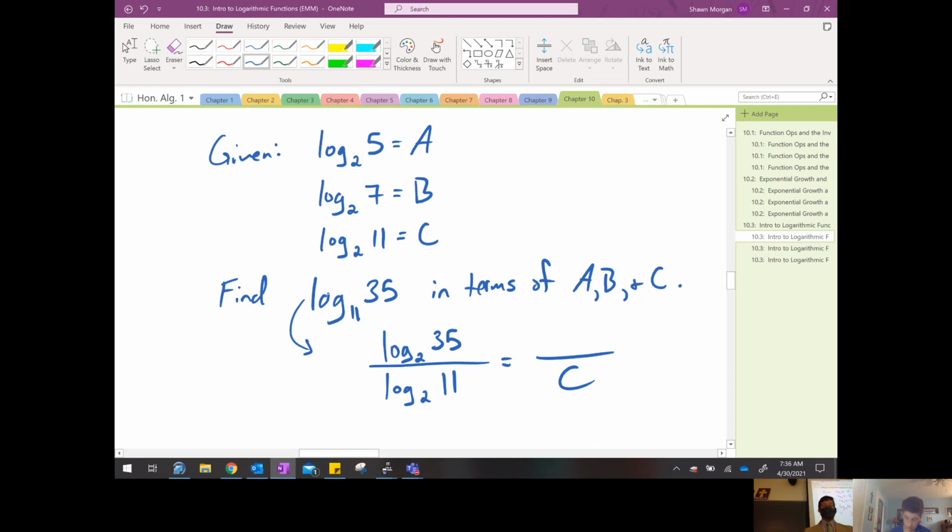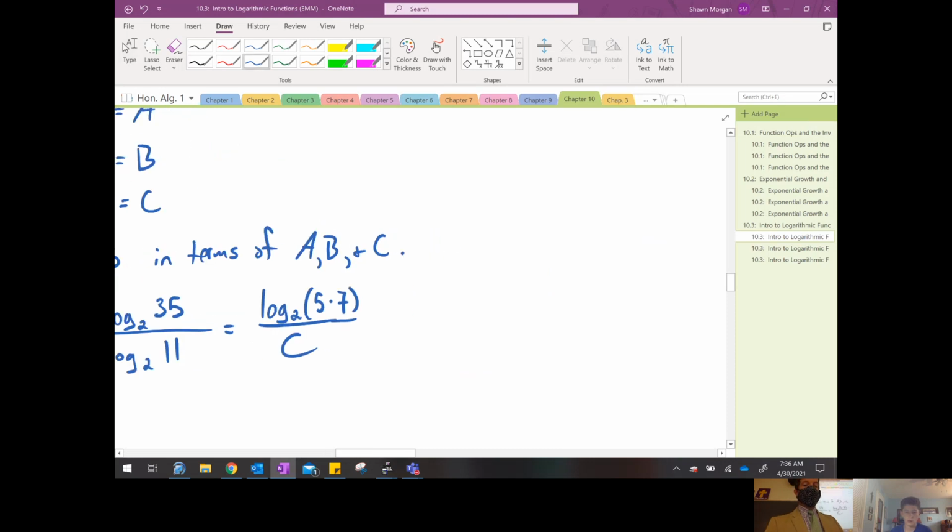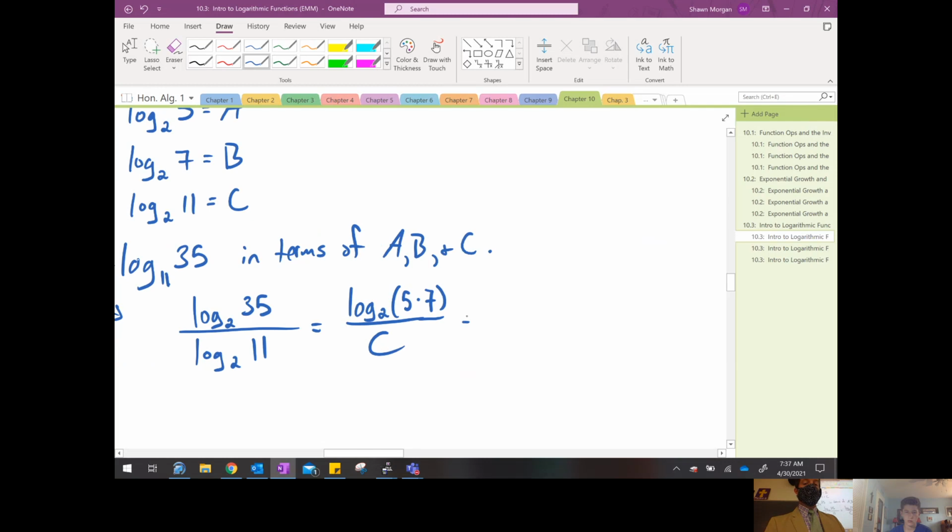There's a little trick you don't know yet. This is what I haven't taught you just yet. Log base 2 of 35 is the same thing as log base 2 of 5 times 7. And you've got a log law that says if you've got the log of a product, you can split that up as the sum of 2 logs. You haven't learned this property yet. I'm going to teach it to you today.